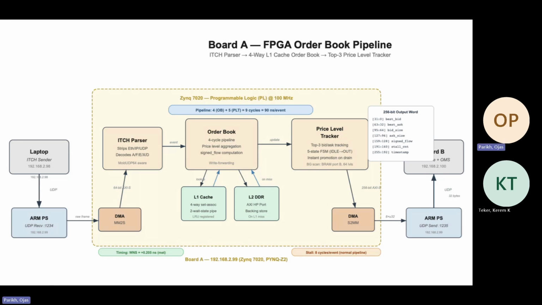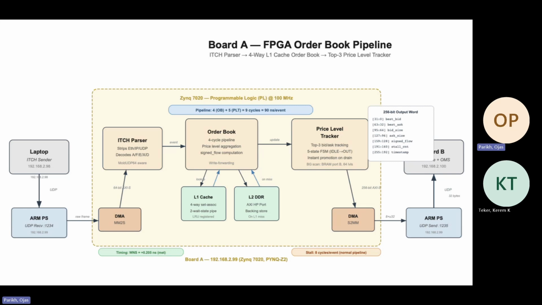It maintains a full limit order book using a 4-way set associative L1 cache backed by L2 storage in DDR via the AXI HP port. The cache uses LRU replacement and write forwarding to avoid stalls. On each event, the order book updates the affected price level and computes an aggregate signed order flow metric. The order book pipeline takes 4 clock cycles per event. On an L1 hit, which is the common case, there is no additional penalty.